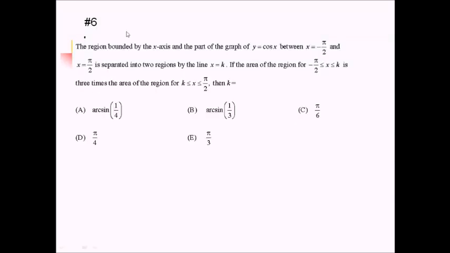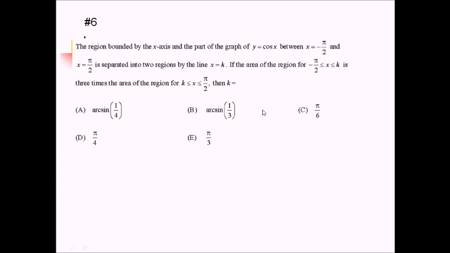For this problem, the region bounded by the x-axis and part of the graph of cosine of x between negative pi over 2 and pi over 2 is separated into two regions by this vertical line x equals k. They're telling us the area of the first region from negative pi over 2 to k is 3 times the area of the next region from k to pi over 2. We want to know what k value makes this happen. So we're basically trying to figure out where to put our vertical line so that the first area is 3 times the second area. So I'm going to set this up by using some integrals to start off with here.